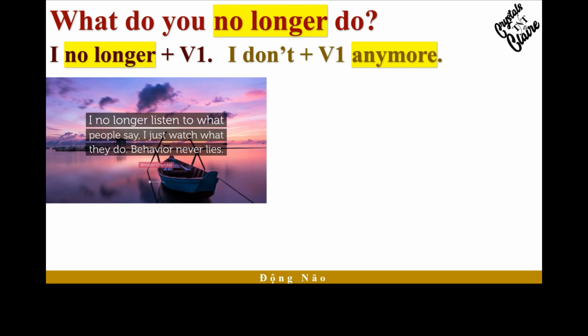Or she no longer listens to what people say. So if this one is "she," the verb should be verb 1 here, not verb 0. She, verb with S or ES. For example, she no longer listens. Listens. No longer listens to what people say. Now this: what do you no longer do?